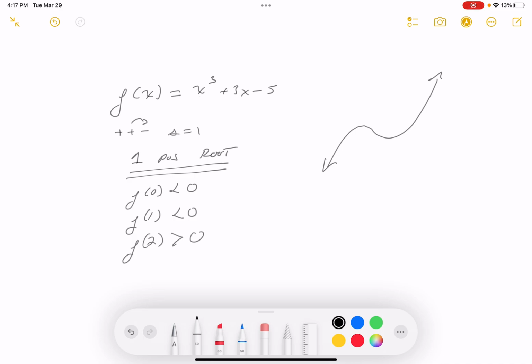So I know there's one positive root. So that root, there's only one of them. So x, there's one positive root, and x has to be on the interval between 1 and 2. I know that much. All right?